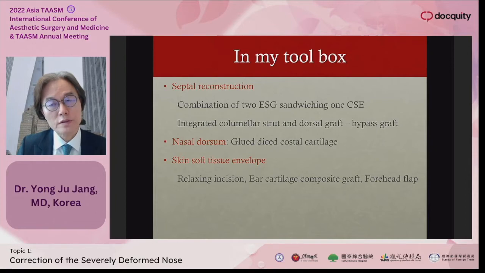Sometimes, if it is not possible, then you should be able to exploit the technique of integrated columellar strut and dorsal graft, which is usually called a bypass graft. And dorsal augmentation is also an important aspect of this maneuver. So my preferred technique is glued diced costal cartilage shaped with my mold.